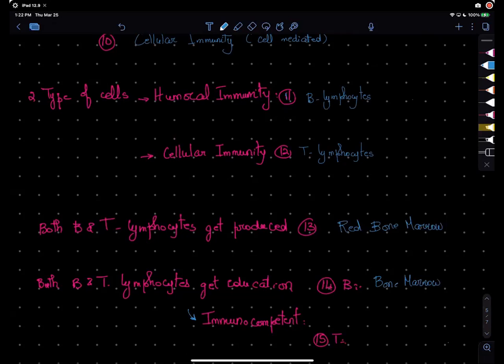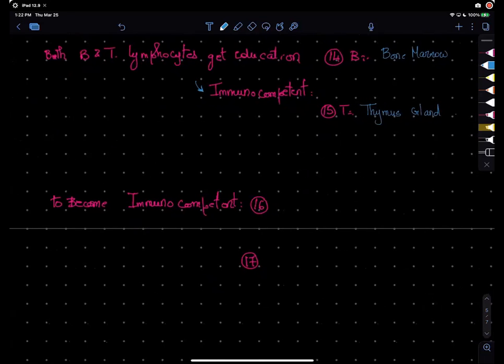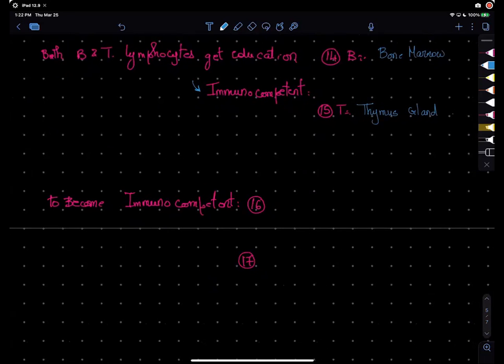And how about the T lymphocytes? Do you remember where they get their education? Yeah, they get their education to become immunocompetent cells in the thymus gland. What do I need to learn in school? Either in the bone marrow for the B lymphocytes or the thymus gland for the T lymphocytes.